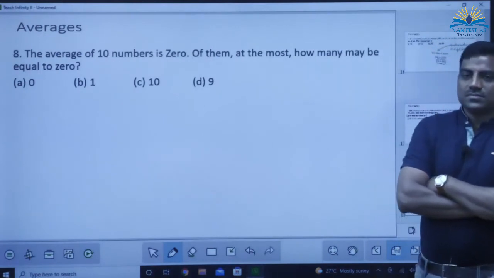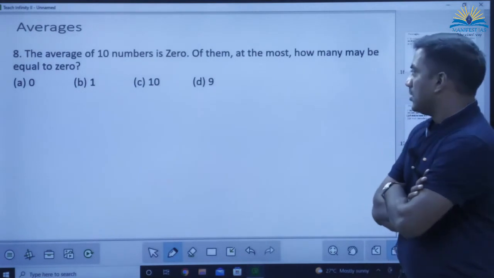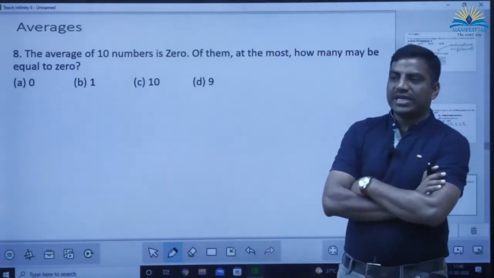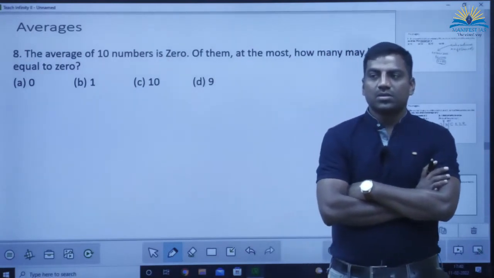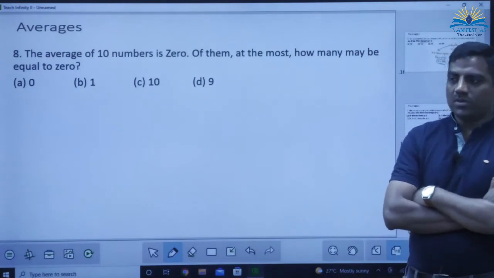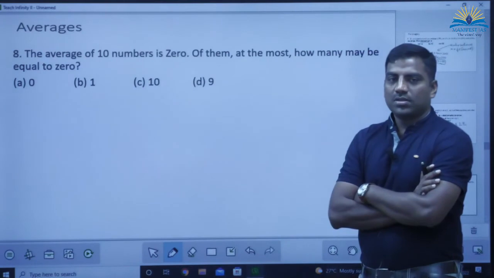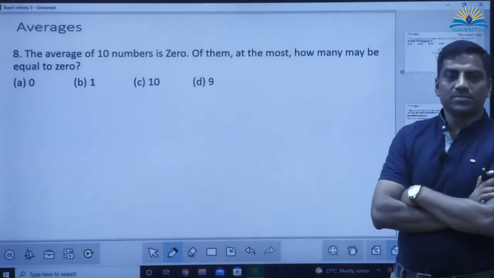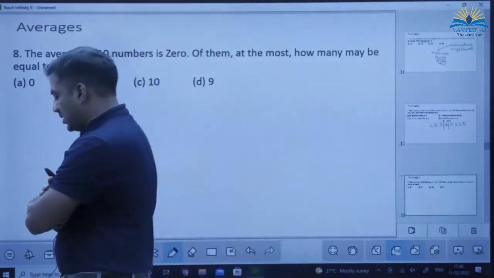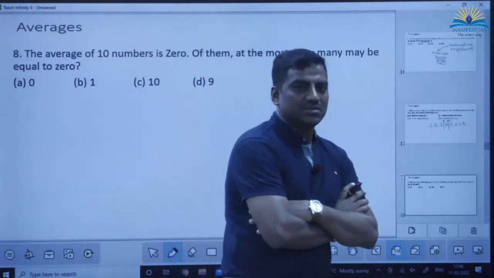This is a very beautiful problem. The average of 10 numbers is 0. Can you imagine those 10 numbers? Average of 10 numbers is 0. Can you imagine those numbers?